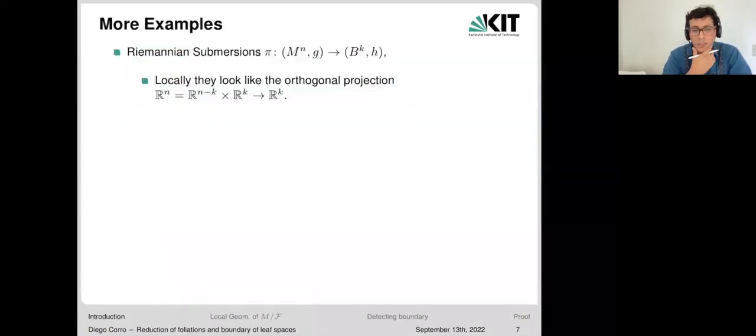A large family of examples comes from Riemannian submersions. So this is a submersion between two smooth manifolds. And the term Riemannian just means the following.